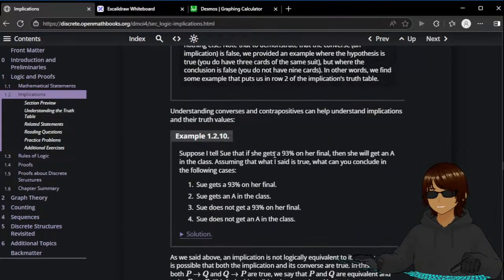Suppose I tell Sue that if she gets a 93% on her final, then she will get an A in the class. Assuming that what I said is true, what can you conclude in the following cases? If she gets 93 on her final, then she gets an A in her class. Sue gets an A in the class. We can't conclude anything, because this may not be the only cause. There could be other causes, like extracurricular stuff, that will lead her to get an A. So we can't conclude that she got a 93.